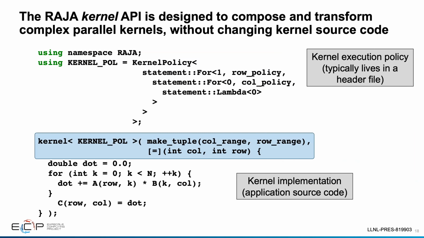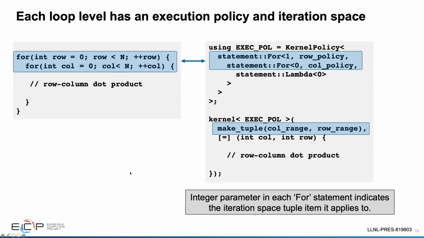But one option in RAJA for nested loops is to use the RAJA kernel API. The RAJA kernel API is designed to compose and transform complex parallel kernels without changing the source code. So how the code will be executed is expressed in a particular policy, as illustrated here above. And this policy will typically live in a header file. And then in your source code, you would have the collection of loop bodies. To help introduce RAJA kernel, I want to make some analogies between standard C code and how you would express this in RAJA kernel.